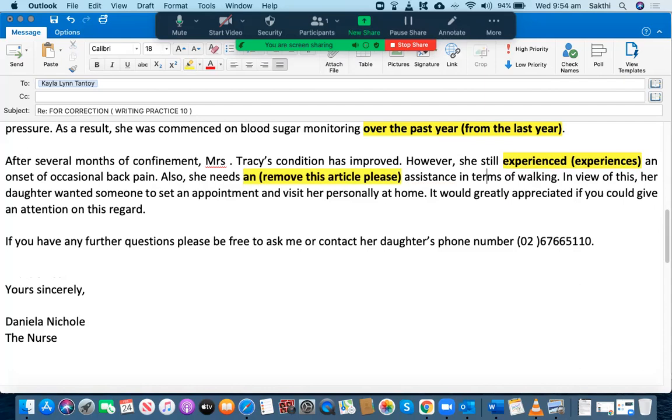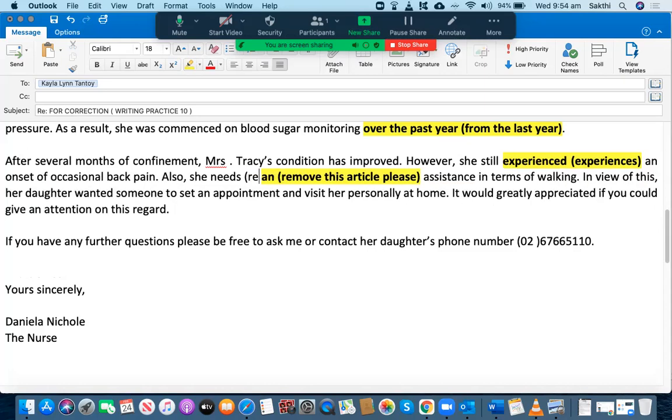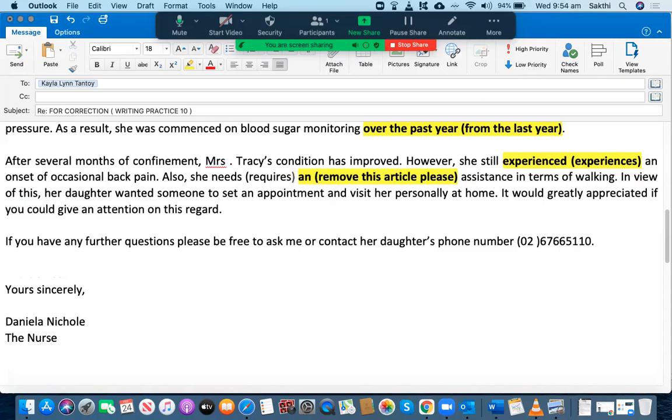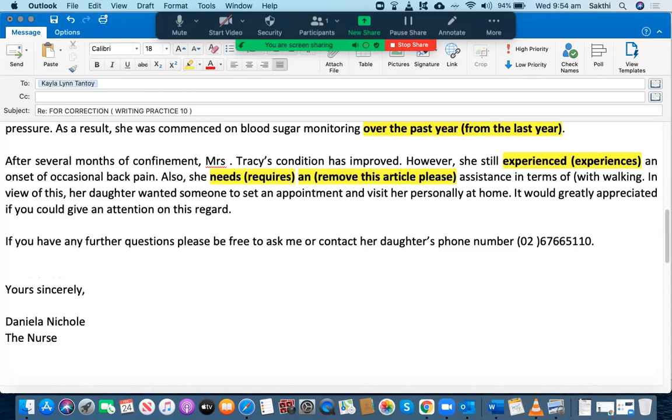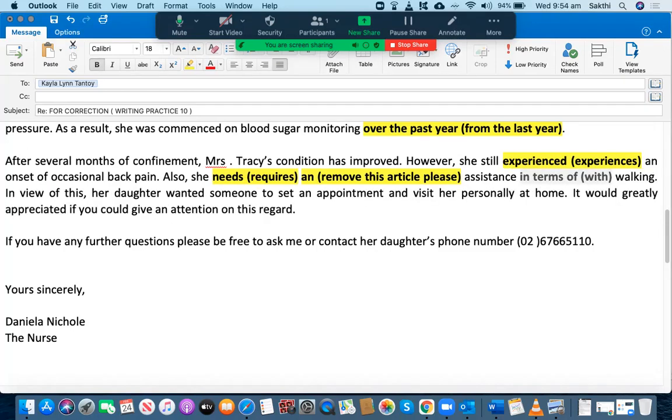She needs. Okay, and again, there is an issue with the selection of words as well. Instead of needs, use she requires, because requires is more formal than needs. So she requires assistance in terms of walking, assistance with the walking. You can use assistance with walking, that's okay. You don't need to use assistance in terms of walking. That doesn't make sense. In view of this, her daughter wanted someone to set an appointment.